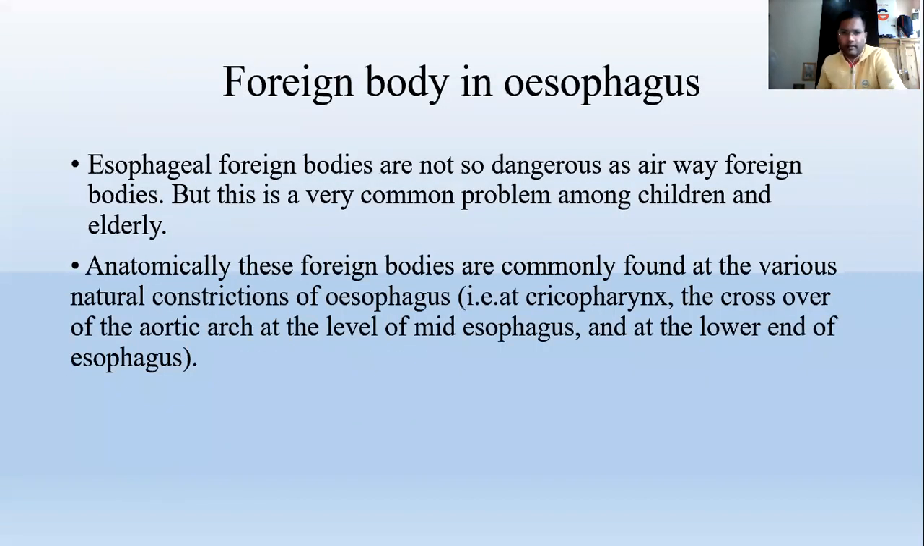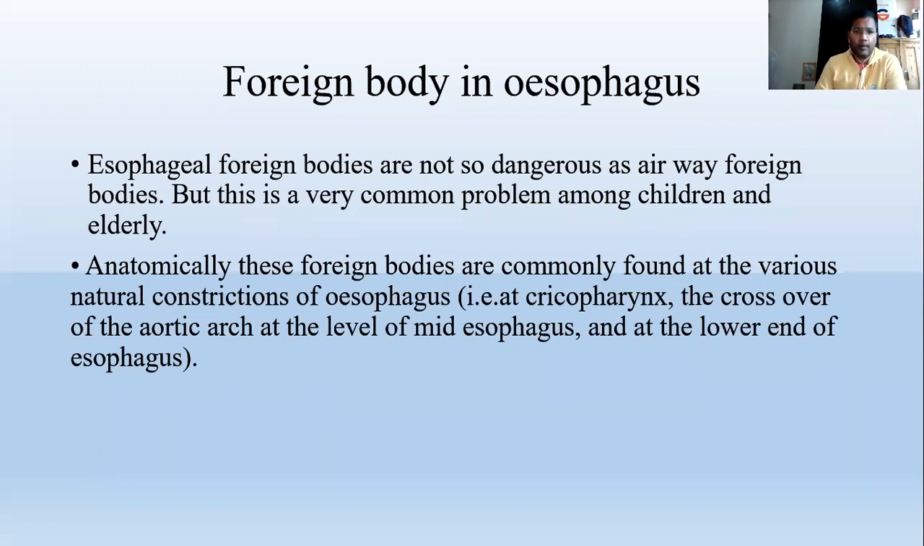The next thing is the foreign body in the esophagus. Foreign body injuries are common usually in children and in elderly people. Airway obstruction is more dangerous, but esophageal obstruction is also dangerous, because in children there is a small esophagus and a small trachea. So if any object is obstructing the esophagus, it pushes the trachea, so the patient may have respiratory distress also.